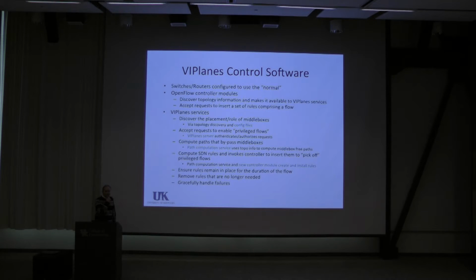We've written a VIP lanes server that does authentication to verify who you are and that you have privilege to turn on or turn off a VIP lanes flow. We've written a path computation service that computes the path from your machine through the campus backbone network, bypassing the middle boxes, and potentially, if you need to go through services that you may in fact still want to have in your network. And then we've also added new modules into an OpenFlow controller that allow you to insert rules and to extract monitoring information as well. So there's a variety of different pieces that we've added into our system.